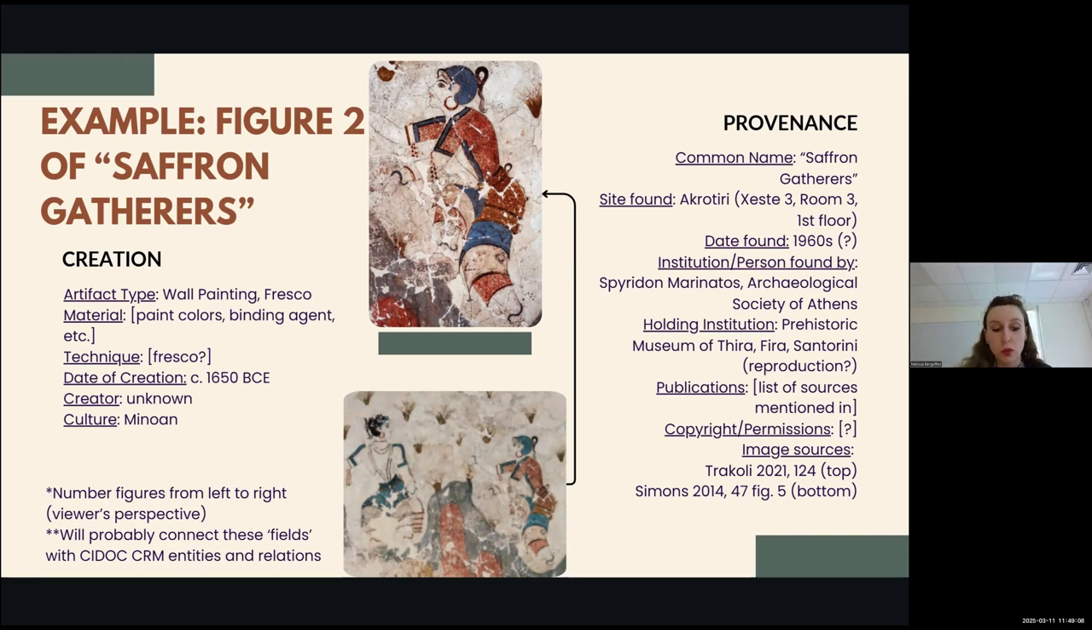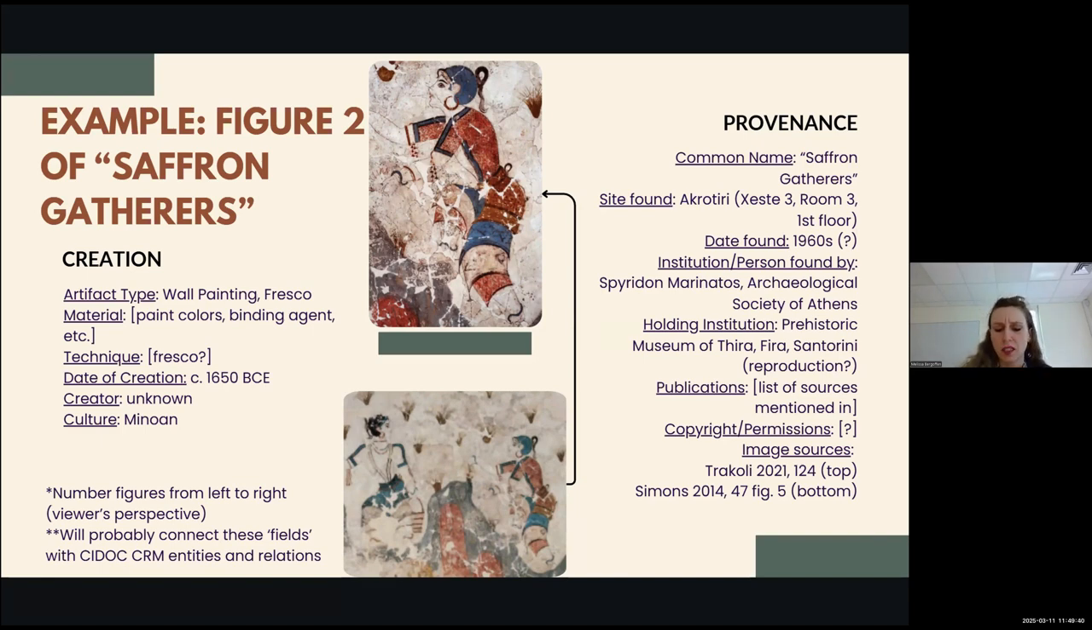For example, some sources call these frescoes, some call them wall frescoes, some call them wall paintings. And so I think it's worth researching if there is a difference in the use of these terms, and if so, what they are. Terminology will be crucial in other fields as well, which is obvious for a project aiming for creating standardization. It's also worth mentioning that common name might refer to something like this, saffron gatherers, or it could refer to a museum or excavation identification number, though it does depend on the circumstance.